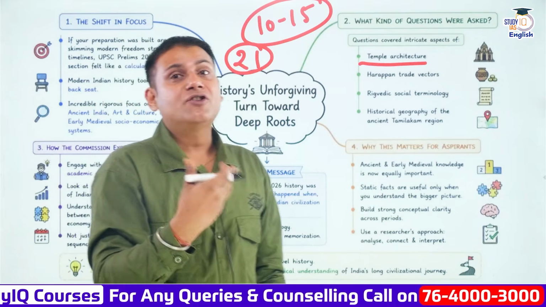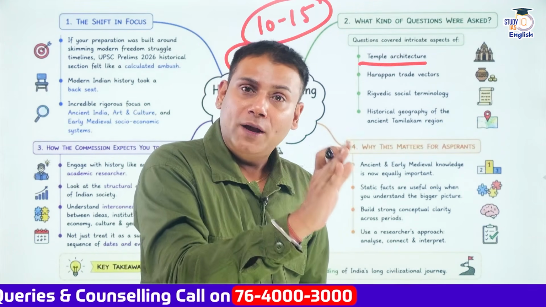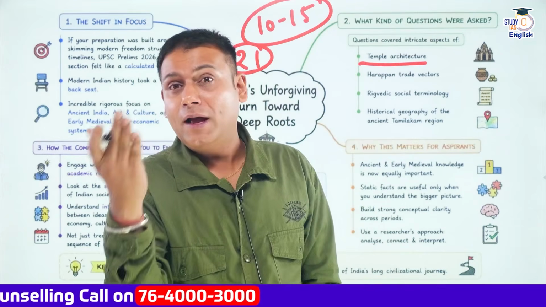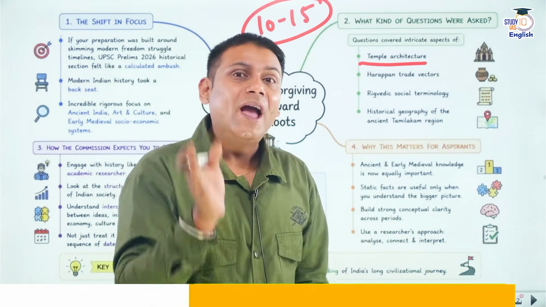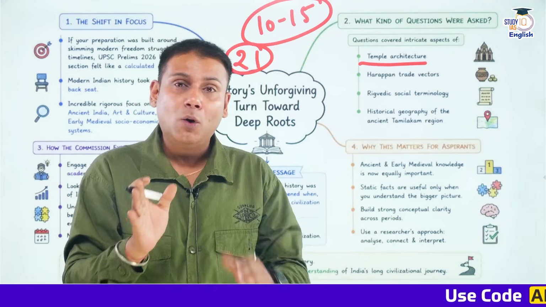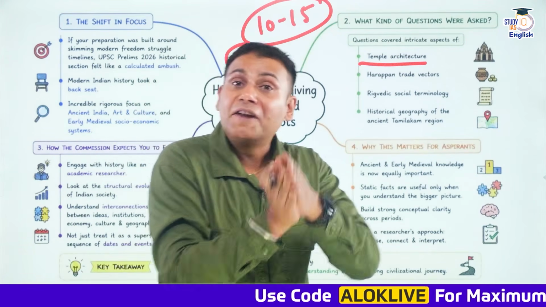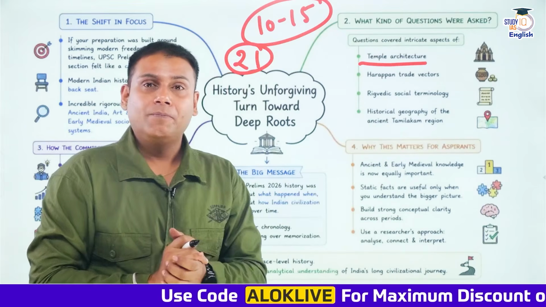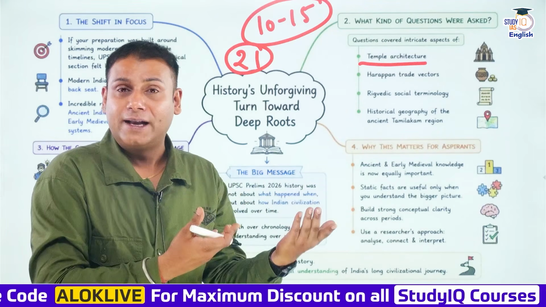But now UPSC is trying to ask about the intricate aspects. Which among the following are Nagara style Shikhar? Which among the following are Dravida style Shikhar or Vesara style Shikhar? So now we have to understand in brief about the Nagara style of architecture, the Dravida style of architecture, and the Vesara style of architecture. It's not just about the fact that a question has been asked on temple architecture this year.